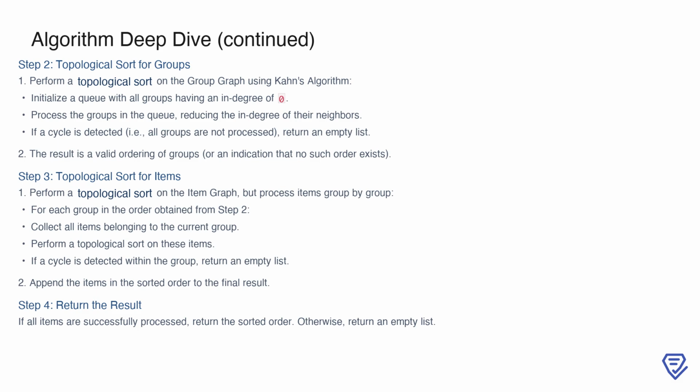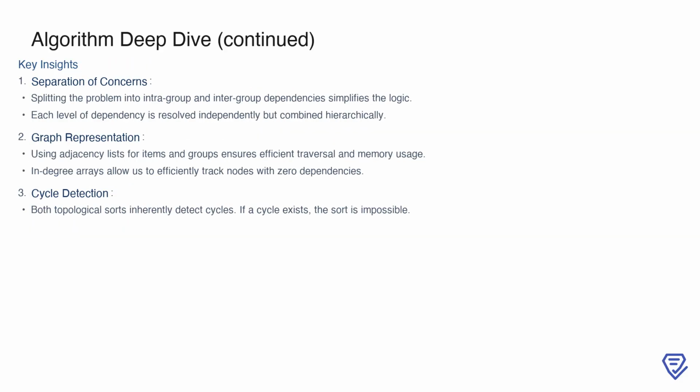After obtaining a valid order of groups, we move on to sorting the items. For each group in the sorted order, we collect all items belonging to that group and perform a topological sort within the group using the item graph. If a cycle is detected within any group, the algorithm again returns an empty list. Once all groups and items are sorted successfully, we append the items in their respective sorted order to form the final result. This problem is made more manageable by separating the concerns of intragroup and intergroup dependencies.